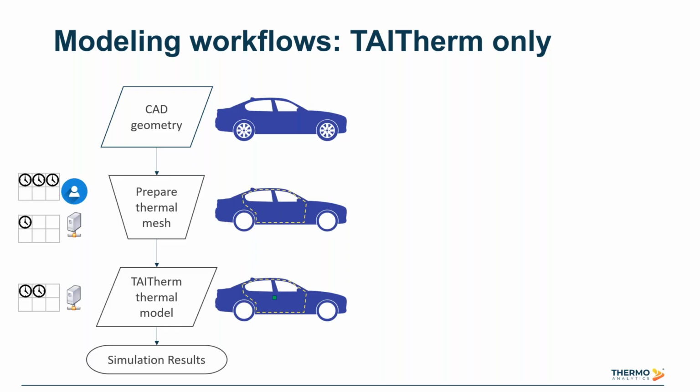And then once we've got a TAITherm model, if we're using TAITherm on its own without any fluid solver, we might represent the air inside the cabin as just a single bulk fluid node, kind of represented by the green dot in the graphic here. And that model would have the advantage of being pretty low in terms of computational cost, but will, of course, not give us the high fidelity air flow and temperature results we might be interested in.